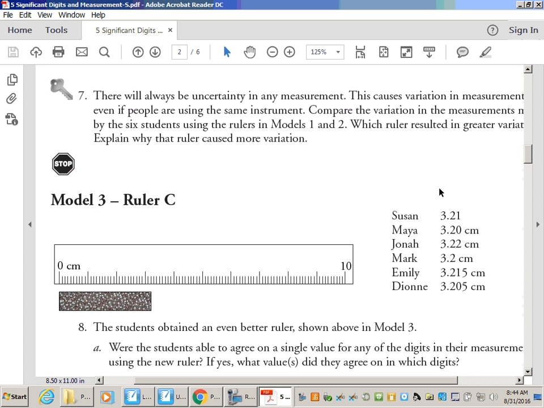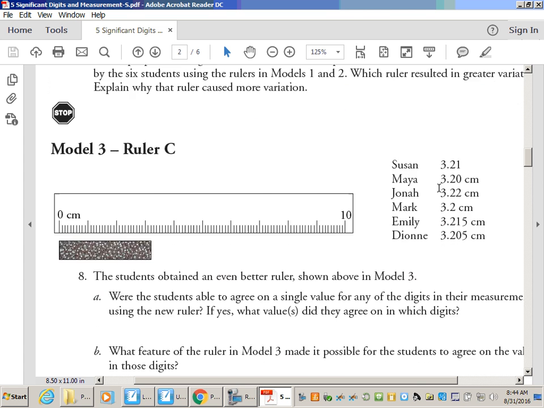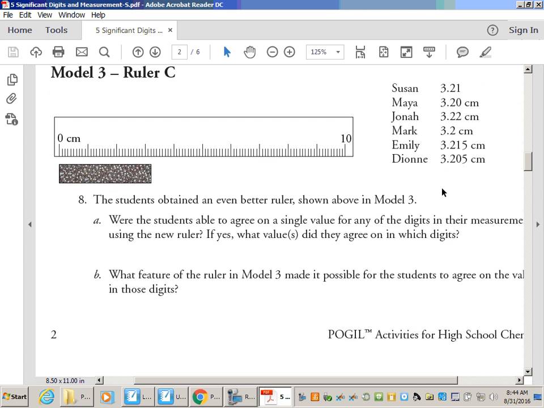Ruler 1, because there wasn't enough information there. But look at ruler C, it's beautiful. It's got so many graduations on it. So how does that reflect in the measurements taken by these students? Now everybody's like, oh, I can at least see it's 3 point something. So basically, everybody has a number after the decimal. Some have another one, and then some have a third or fourth number.